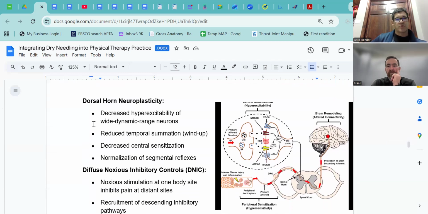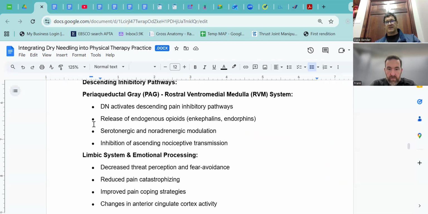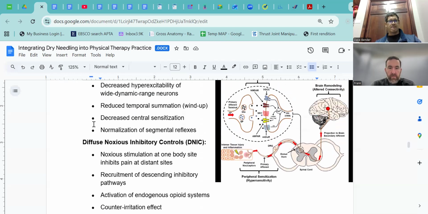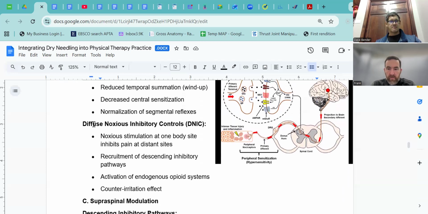Along those lines, you have dorsal horn neuroplasticity, which is decreased hyperexcitability of wide dynamic range neurons. We have reduced temporal summation or neural windup occurring at the dorsal horn. We also get decreased central sensitization and normalization of segmental reflexes, where sometimes you'll find these individuals may be slightly hyperreflexive. They wouldn't necessarily be spastic, I wouldn't expect to see that, but hyperreflexia you might see with these individuals.